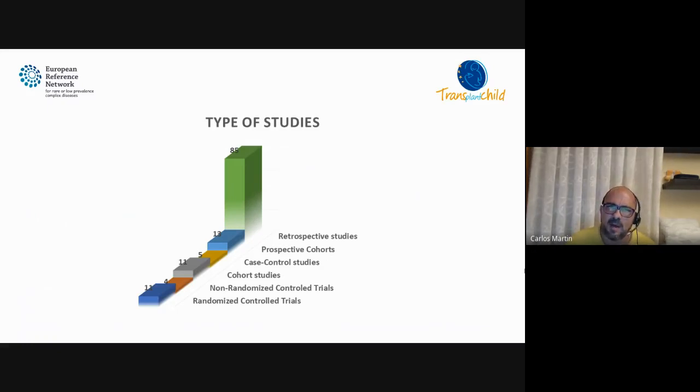So from this amount of studies, we have selected only randomized controlled trials to make the evidence tables, because the GRADE system admits only either observational studies or randomized controlled trials, but we cannot mix them. So we are planning to extract data and elaborate the evidence tables from the randomized controlled trials, and trying to use the rest of the information coming from the other type of studies for the panel discussions.